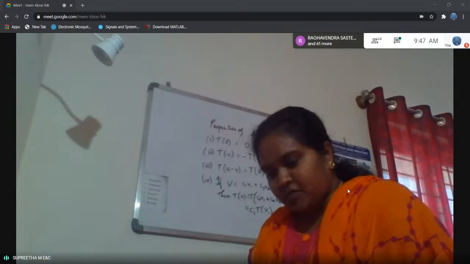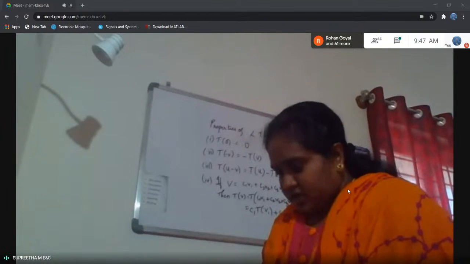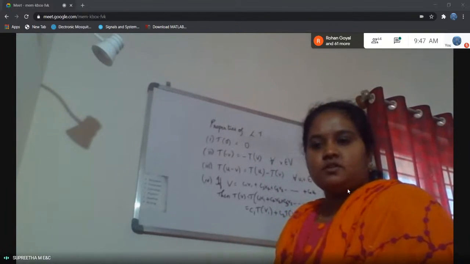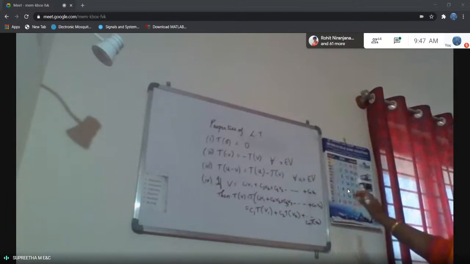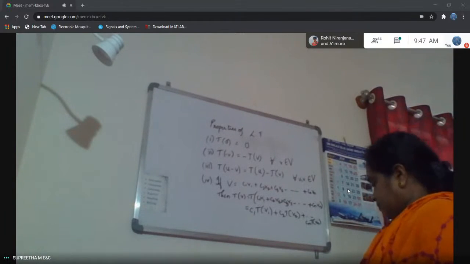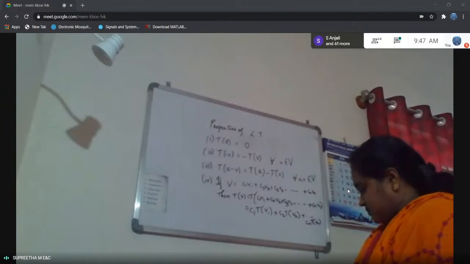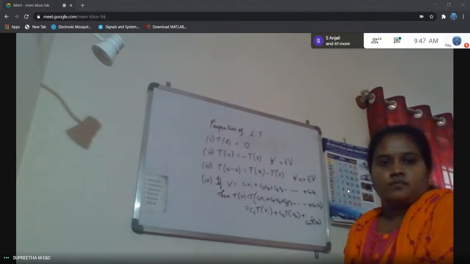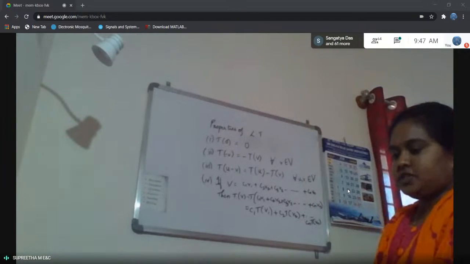So these are some of the theorems of the linear transforms. Any doubts with this? Any doubts, guys? Now we will see.